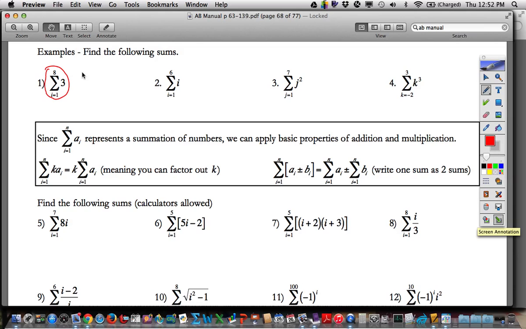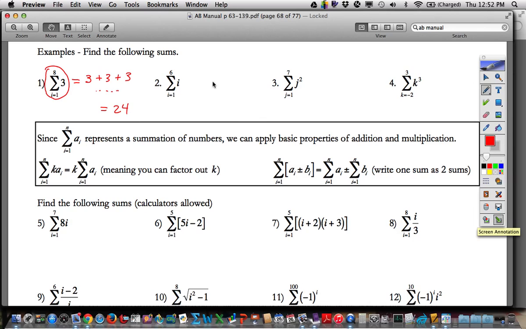So what would be the answer to this problem? Yeah, this is 3 plus 3 plus 3, 8 times. This would be 24. That's the simplest one you get. In other words, when i's a 1, this is 3. When i's a 2, this is 3. When i's a 3, this is 3. And it does that 8 times.